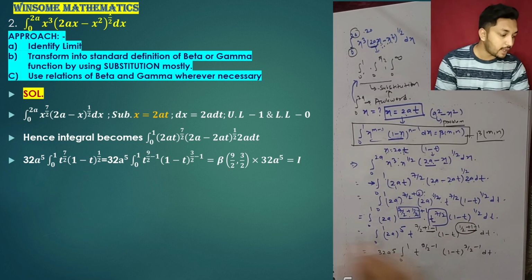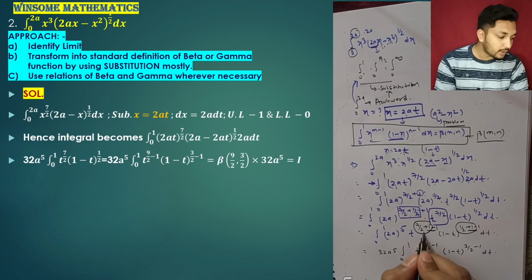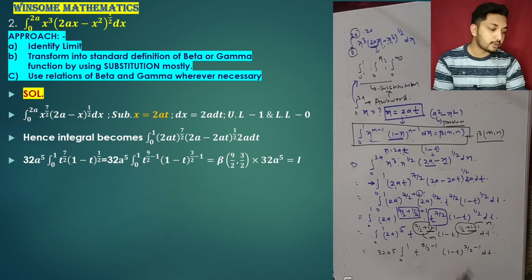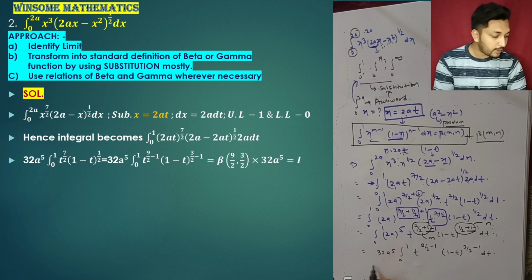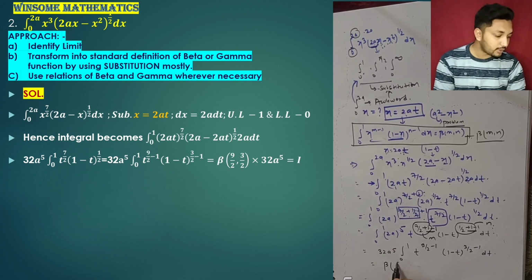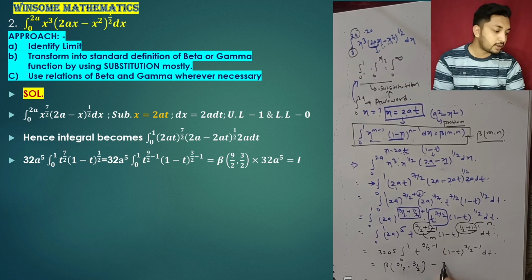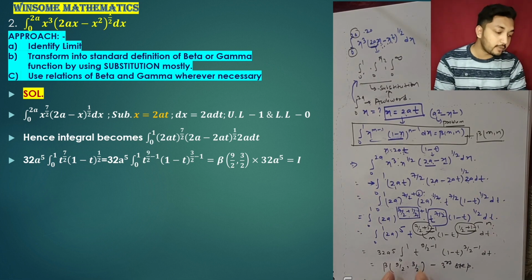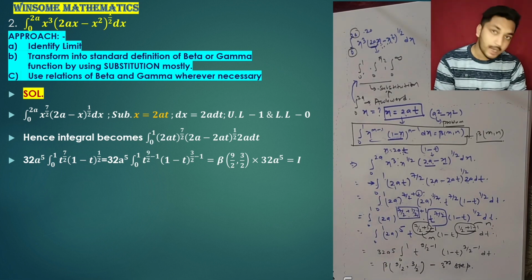So that this will become n, and this will become m, and this will become n. Okay, so n minus 1 and m minus 1. Clear? So our value is very clear, beta mn. So 9 by 2, this is 3 by 2. And now we will use our third step. So we will use the relation between beta and gamma, because we cannot further evaluate it without using that definition.